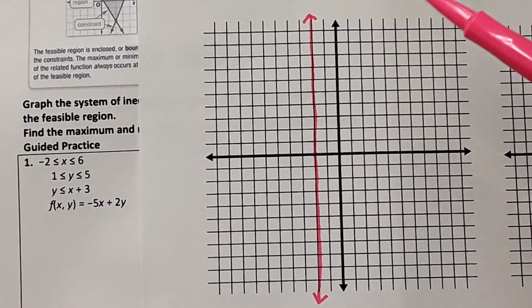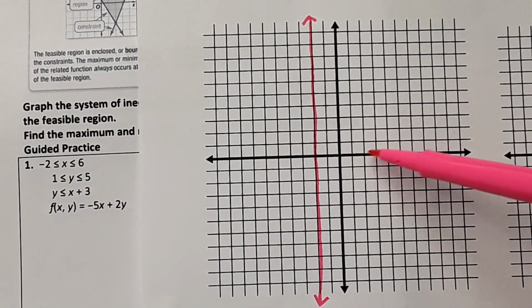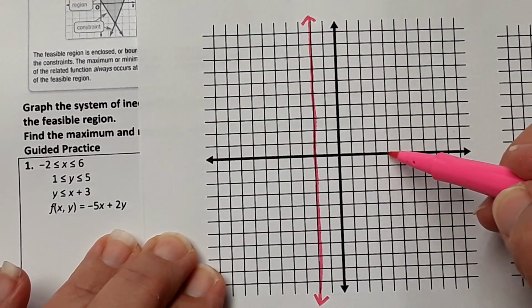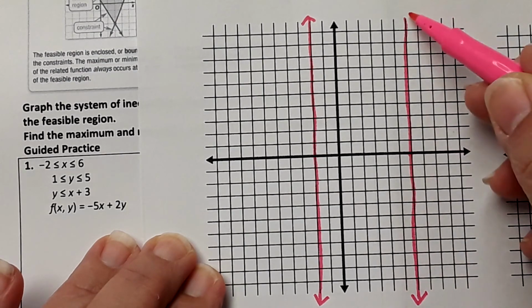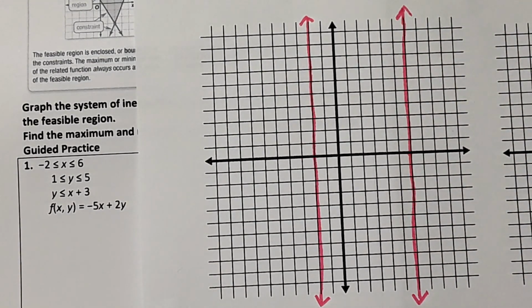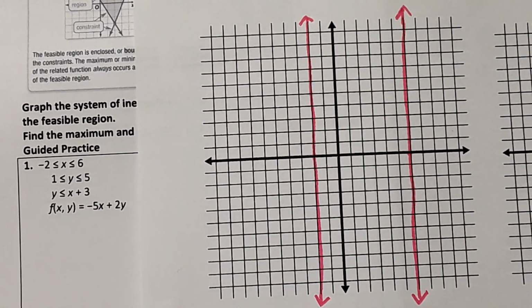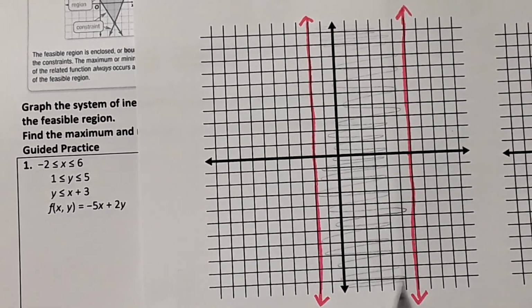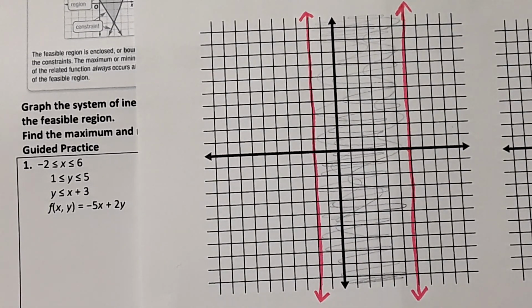And then, okay, now we're going to go to 6 on the x-axis. 1, 2, 3, 4, 5, 6. And we're going to draw a solid line at 6. And we want x to be in between there, so we know that we should shade lightly in between those two. So I'm just going to shade lightly, because I know I want x between negative 2 and 6, okay?